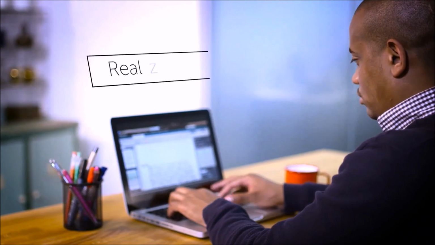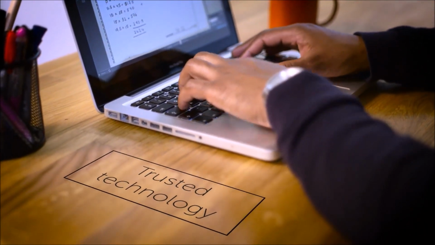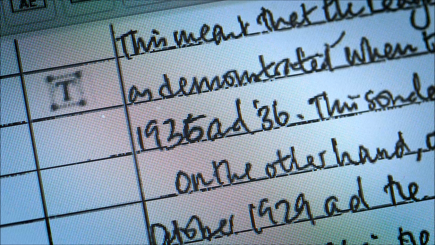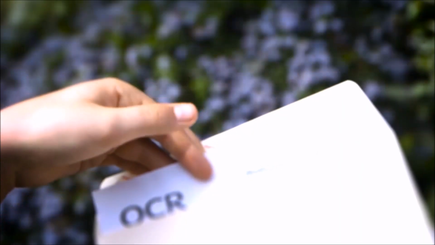E-marking brings together expert examiners and advanced marking technology to make sure students' hard work is rewarded with an efficient and reliable marking service, meaning they can have confidence they will get the results they deserve.